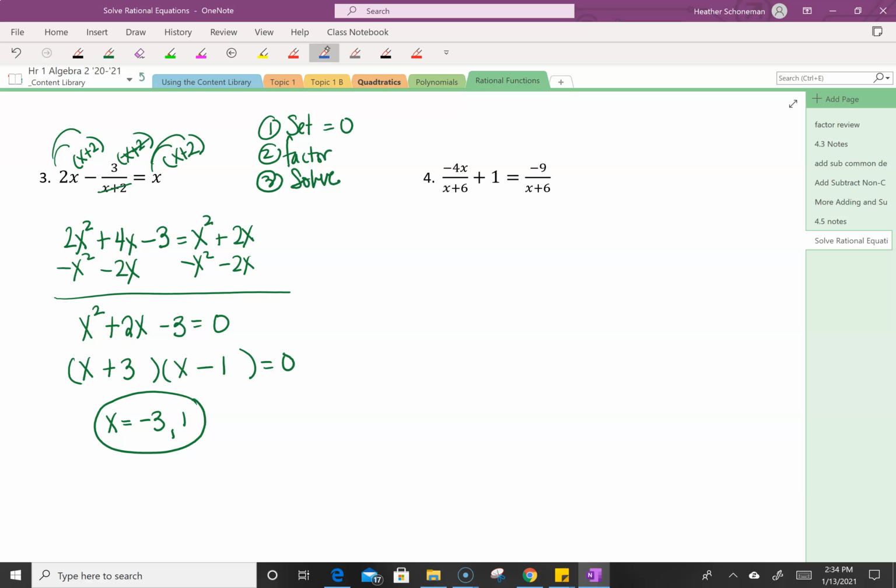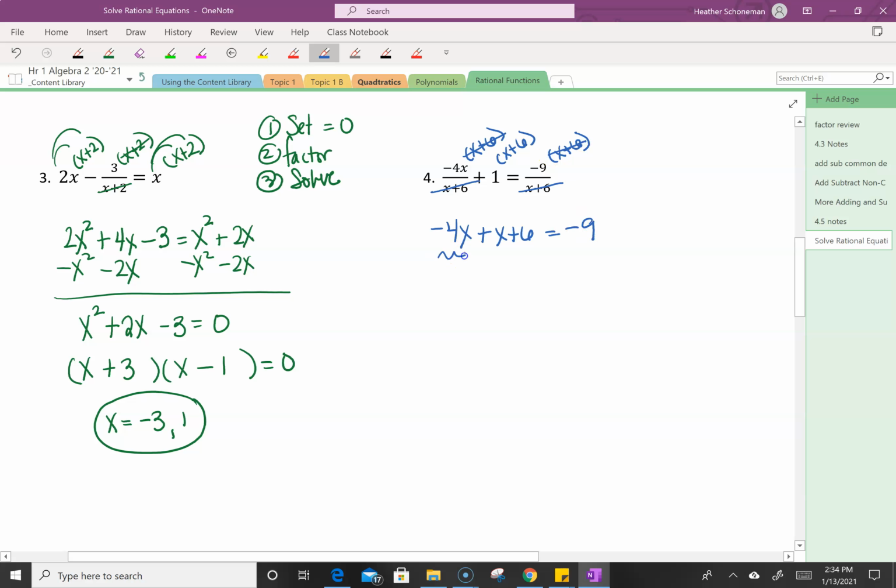Okay, let's try this again on number 4. Number 4, the only denominator I have is x plus 6. So that's what I'm going to be multiplying everything by. The first fraction, the x plus 6 cancels, and I get negative 4x. The next one, nothing cancels, but 1 times anything is just going to be x plus 6 equals, these cancel, and I get negative 9.